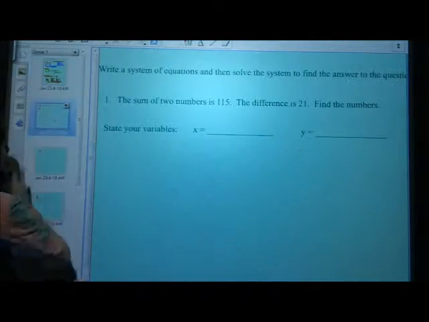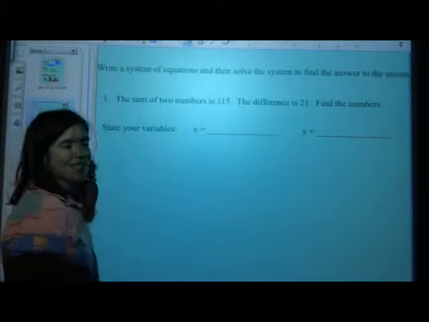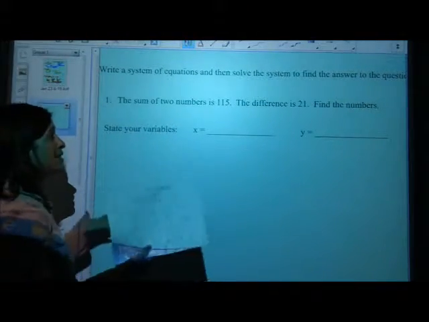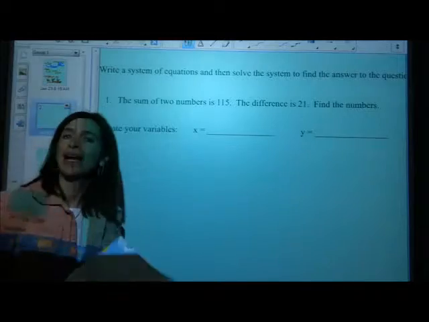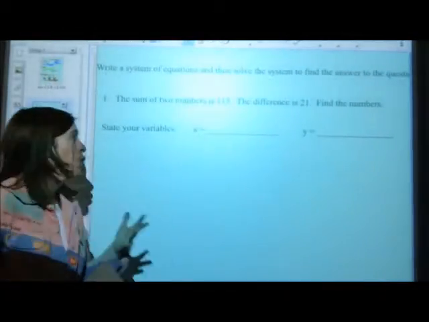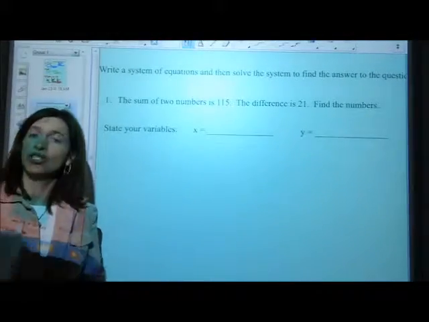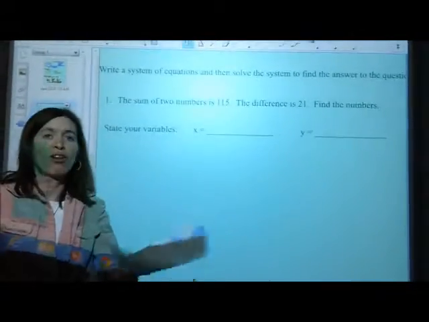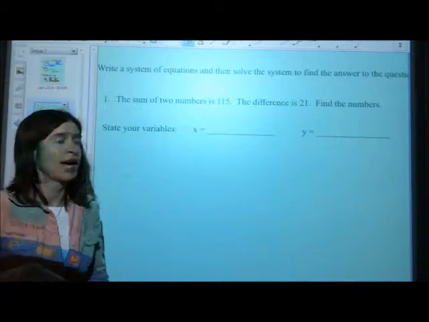All right, so getting started. We're going to be writing systems of equations and then using the processes we know to solve them based on a word problem. In order to write any word problem, we did it with lines, we have to set our variables, and we're going to do this every single time. I will take off if you're not writing your variables down.